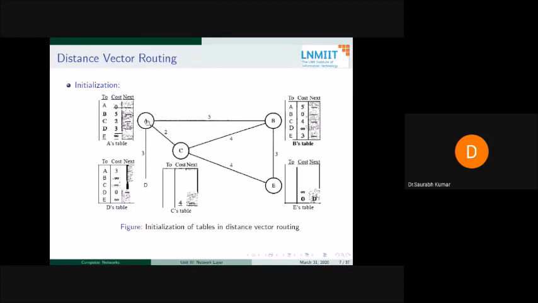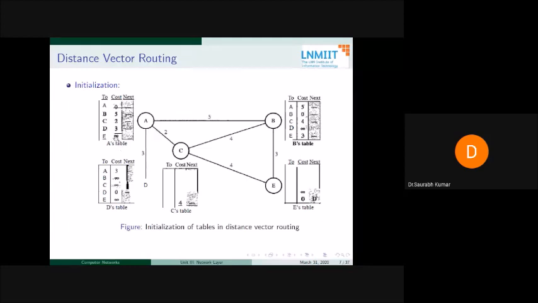So A can only know the distance to immediate neighbors like B, C, and D. A cannot have the knowledge of E. Initially, A makes its table based on this parameter. For A's table, the first column says the destination. From A, if A wants to go to A, definitely the distance is 0. That is the cost. Next hop: because it is the node itself, there is no next hop. If from A you want to go to B, the distance is 5. C, it is 2. D, it is 3.